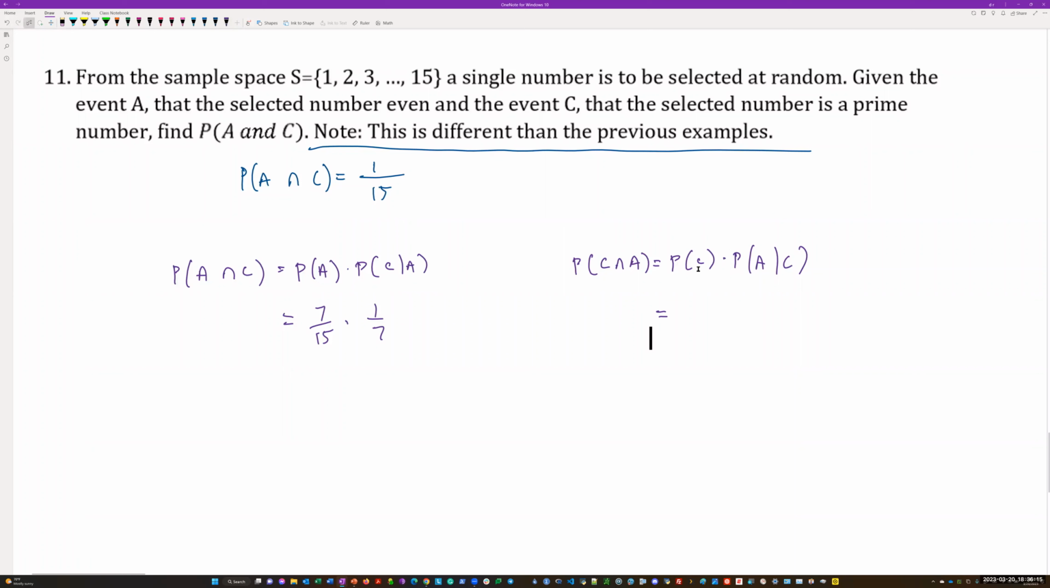C means prime now. What's the chances it was prime? I think we said there was 6 primes before. So it's 6 out of 15. Is that right? Do you remember what I'm talking about? 2, 3, 5, 7, 11, 13, that's 6. Does that make sense?